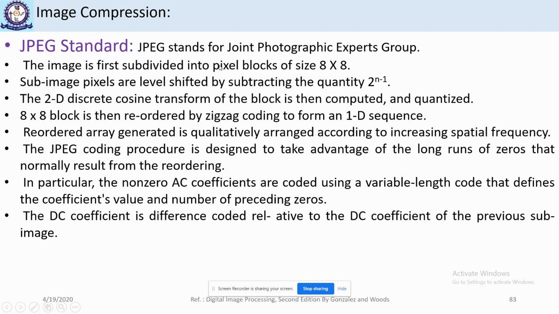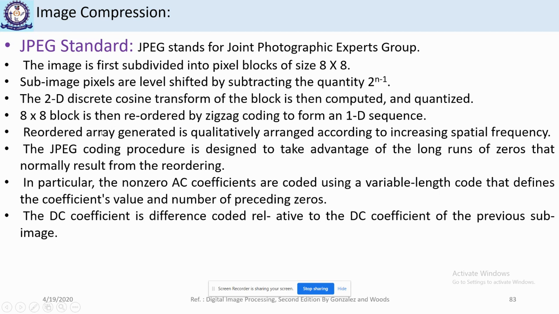After level shifting, over whatever 8 cross 8 block we have got, we perform the discrete cosine transform and the quantization. After quantization, the 8 cross 8 block is reordered by zigzag coding to form a 1D sequence. So this 8 cross 8 array is reordered. Reordered means we code in zigzag fashion and we get a 1D sequence out of that.